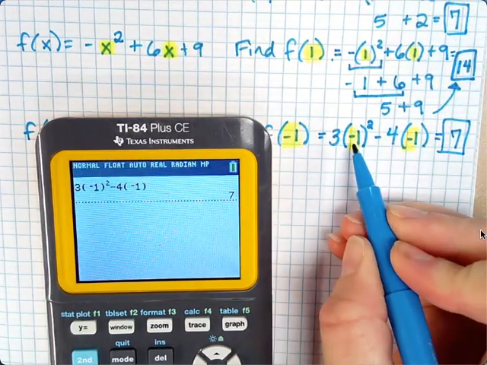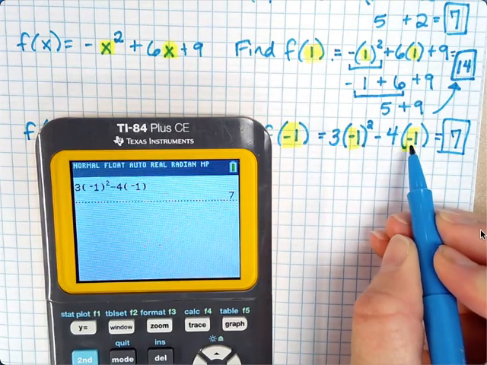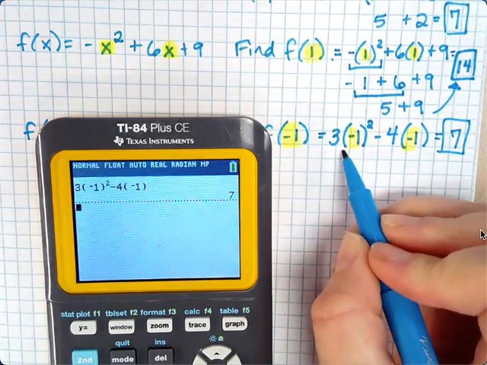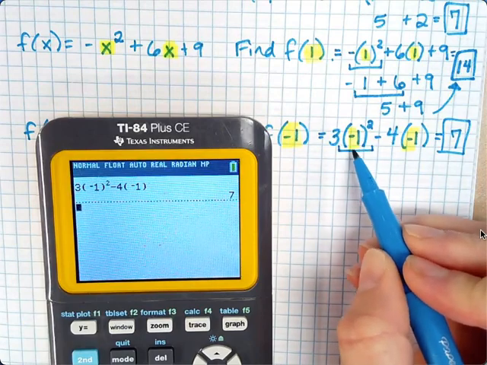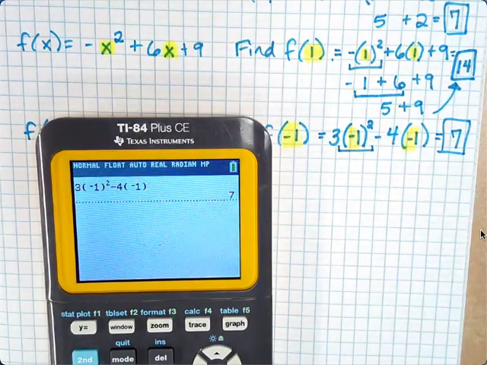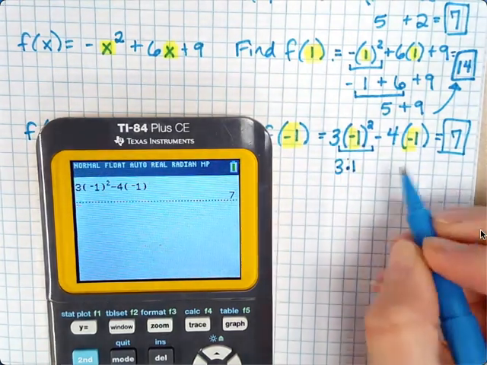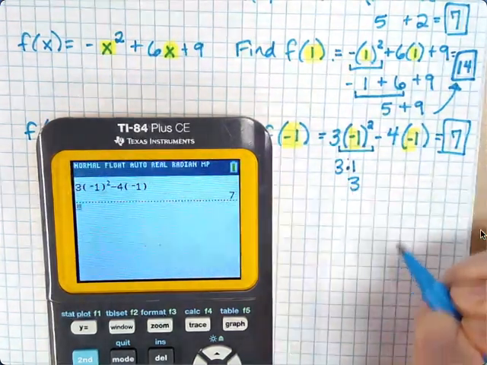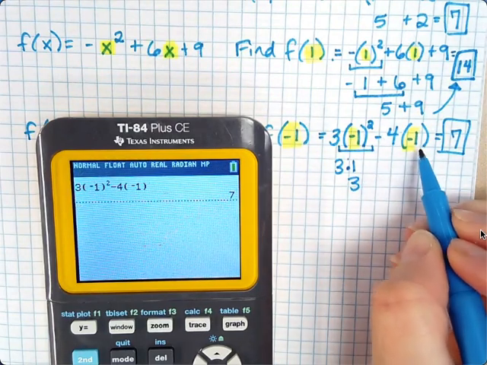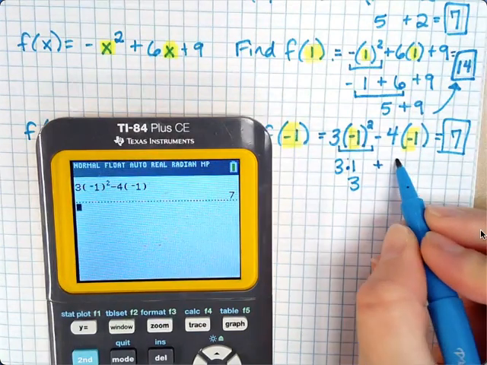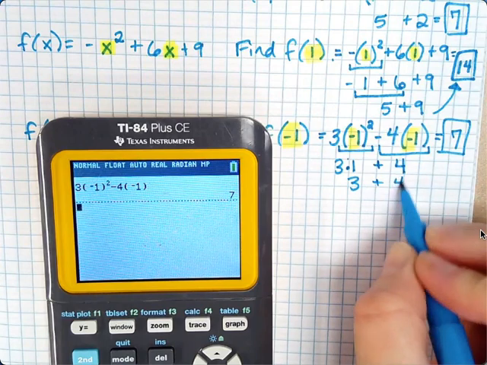3 and then negative 1 squared minus 4 times a negative 1. So the way that this one works out is order of operations says exponents first. So negative 1 squared means negative 1 times negative 1, just positive 1. 3 times 1 is 3. And then negative 4 times a negative 1 is a positive 4. 3 plus 4 equals 7.